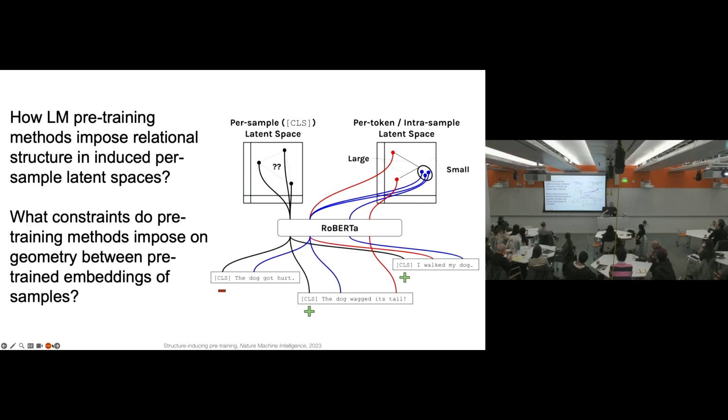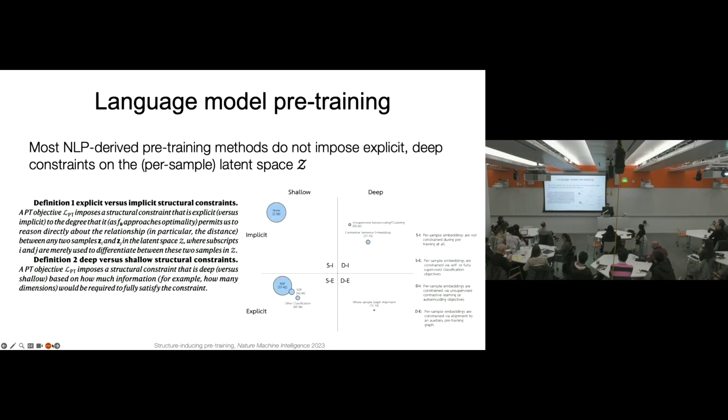So what constraints specifically do these large pre-trained language models impose on the geometry between the different embeddings that they produce for the input data set of samples, which regularly would be words, sentences or tokens, but in our case would be sequences of amino acids, of proteins, or other types of molecules? What we found is that most NLP-derived pre-training models really do not impose these explicit deep constraints that we care about in biology, where we care not only about relationships that exist within each sequence, but also relationships between different samples or sequences, which are relationships between proteins. These are really important to understand because they drive molecular interactions that then influence so many other important biological processes.